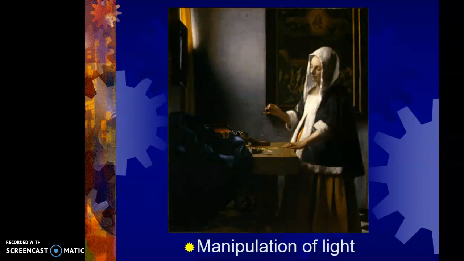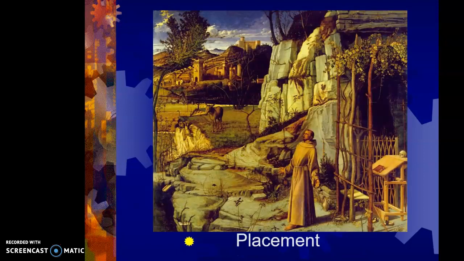Here's a few examples. Manipulation of light, this Vermeer painting, you've got the light shining in on the young lady's face. Here, placement, we have different things placed throughout the composition as you get higher. You see the donkey halfway up, you see the castle when you get higher in the composition. That's emphasis by that placement.